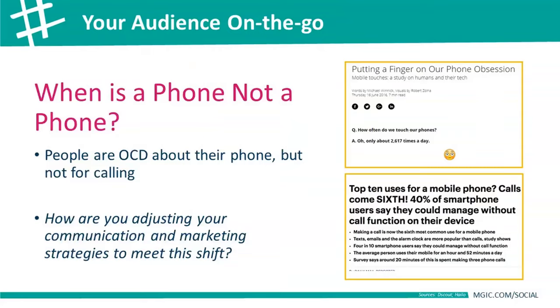Lastly, these other stats just tell a whole story here about people's interactions with their phones and how they're using them. And we can really just see that people are always using their phones, right? On average, back in 2016, a study was done that showed that people touch their phones 2,617 times a day. And of all the uses that people have for their phones, calling comes in sixth. And almost half of those people who were surveyed said that they could live without actually needing to use their phone to call people.